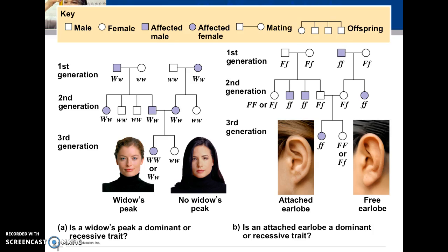The first pairing had 4 kids. 2 out of the 4 had widow's peaks, and in the second grandparent set, they had 2 children, and 1 had the widow's peak. Then we see that the male and the female with widow's peaks came together, and they had 1 offspring with a widow's peak and 1 without. This allows us to typically determine if a phenotype is homozygous or heterozygous.